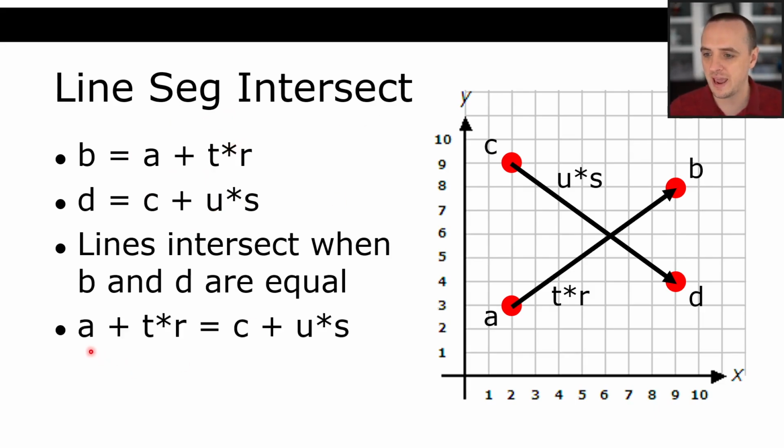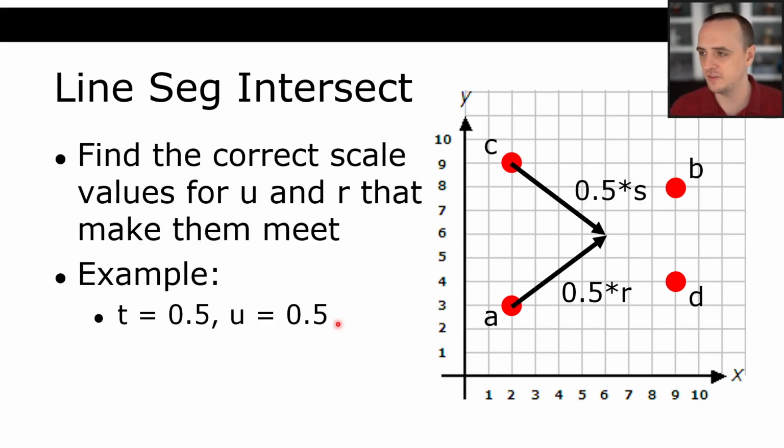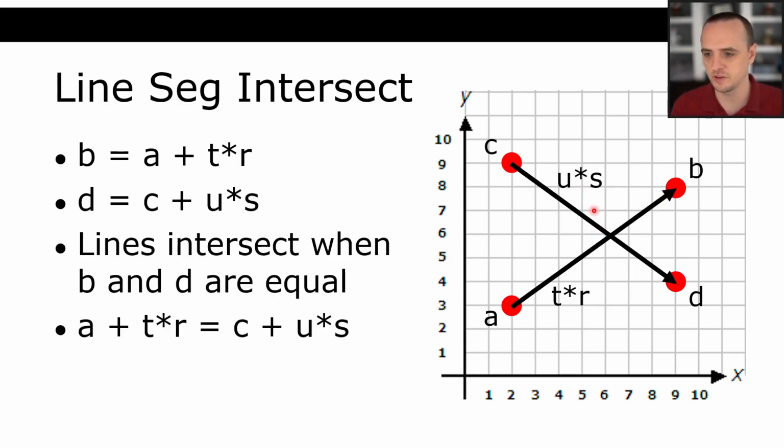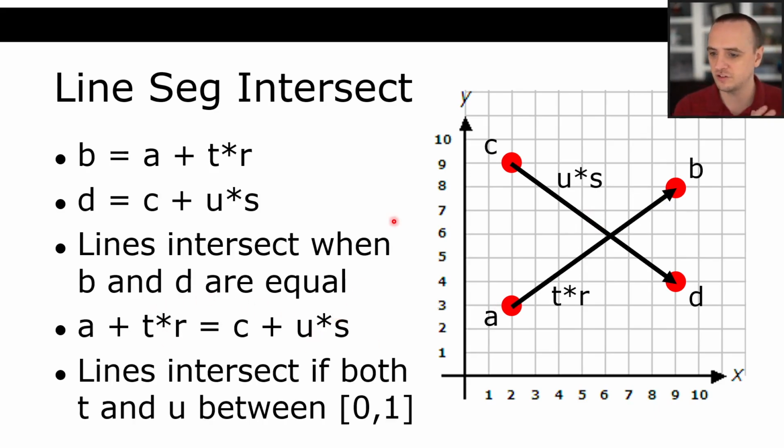So we have A plus T times R is equal to C plus U times S. And this is what we had on this slide. A plus T times R is equal to right here, and that's equal to C plus U times S, which is equal to that same spot. So we want to find these values of T and U. So this is what this formula is going to do for us, right? So the lines intersect if both T and U are between 0 and 1.